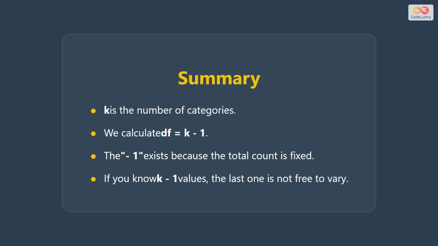To summarize, k is your number of categories. Degrees of freedom is k-1. This is because knowing the total count removes 1 degree of freedom. The last category's count is mathematically determined by the others.